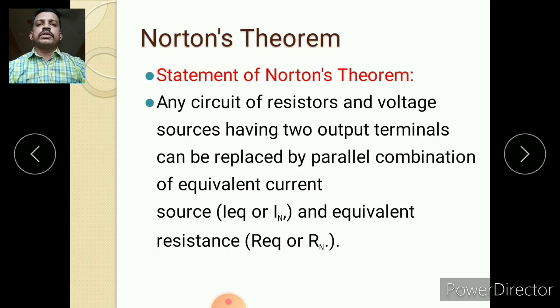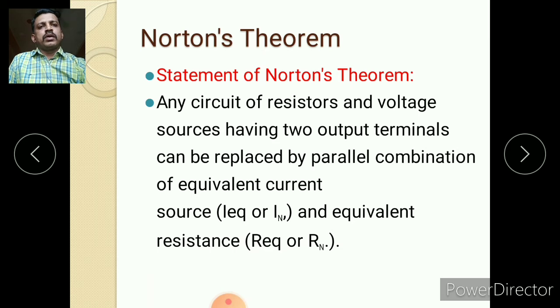Now Norton's theorem. Statement of Norton's theorem. Any circuit of resistors and voltage sources having two output terminals can be replaced by a parallel combination. In Thevenin's it is a series combination, here it is a parallel combination of equivalent current source IEQ or IN, not voltage, and equivalent resistance REQ or RN.